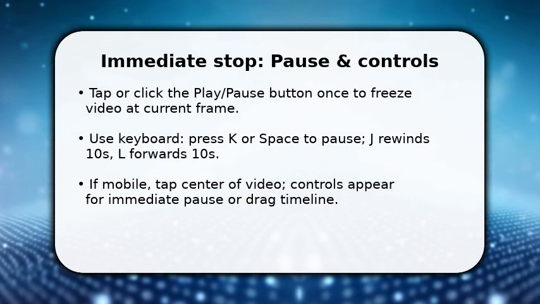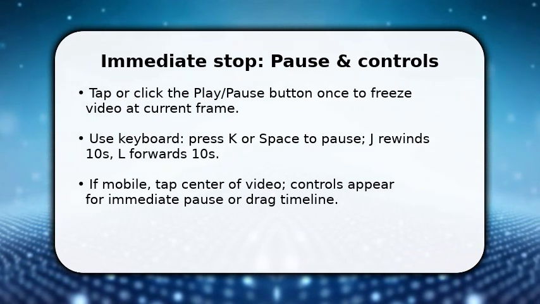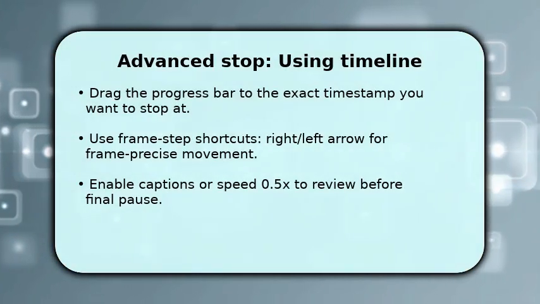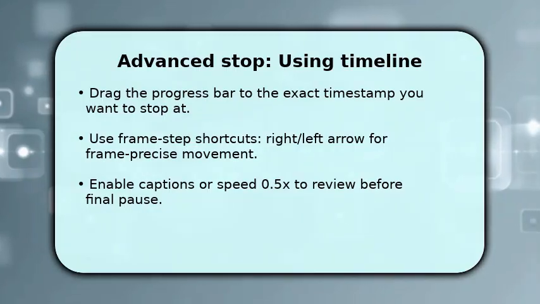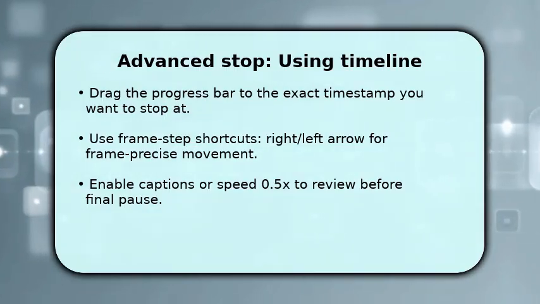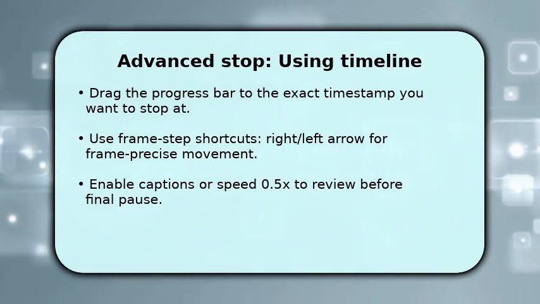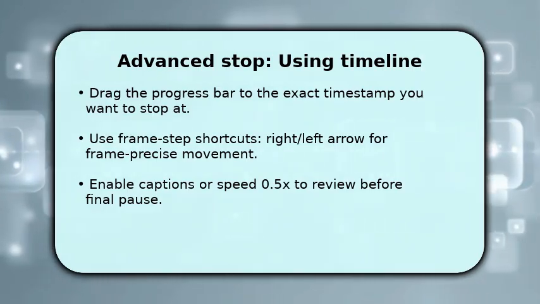Next, refine exactly where playback stops by using the timeline and frame step controls. Drag the progress bar slowly to the desired timestamp, then use the left/right arrow keys for precise, frame-by-frame positioning. This is why keyboard control matters. Once positioned, press pause to lock the video.